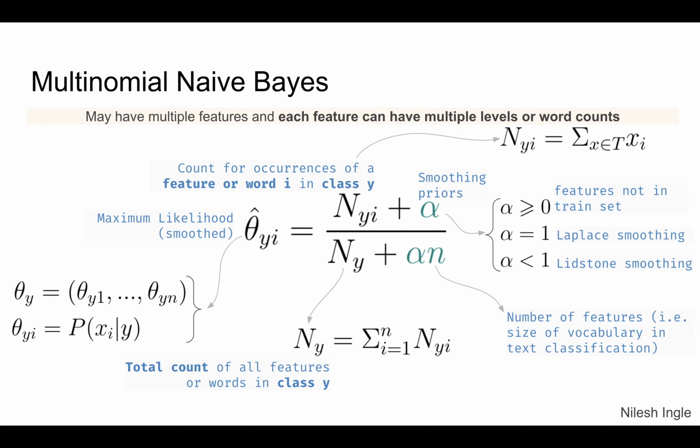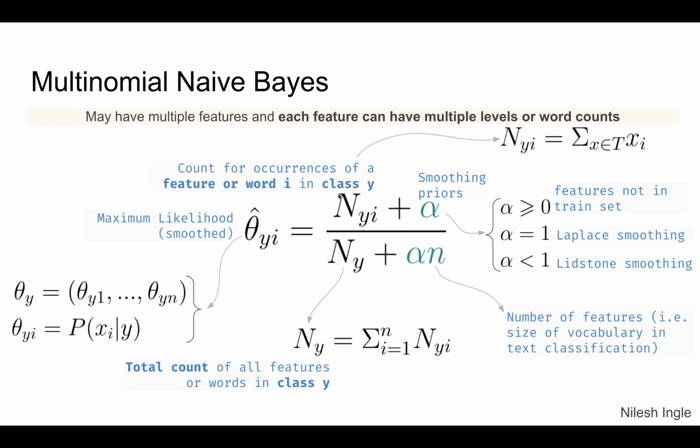Now the next method that is available in scikit-learn is the multinomial naive Bayes classifier. This is mostly used in text classification, where the features have data which is counts for words, and it is given by this relation shown here, where theta is the maximum likelihood which is smoothed by this parameter shown here in the teal color.